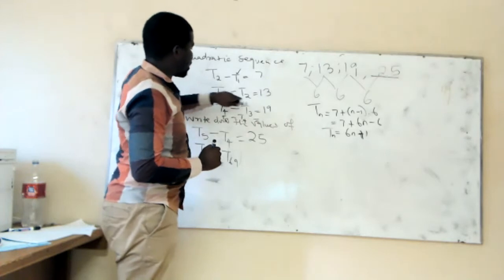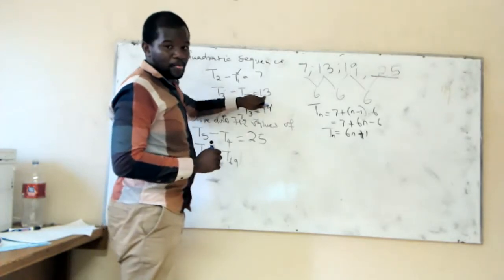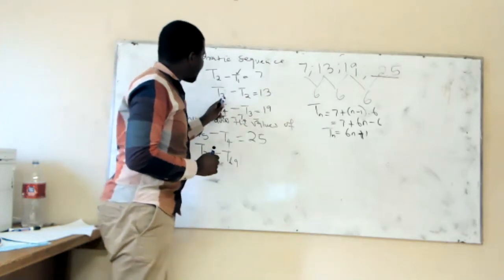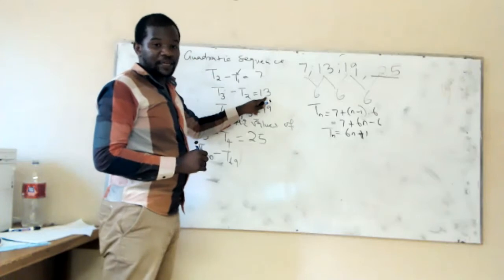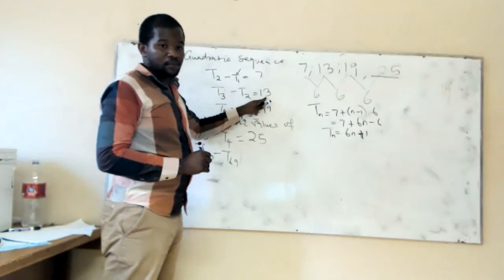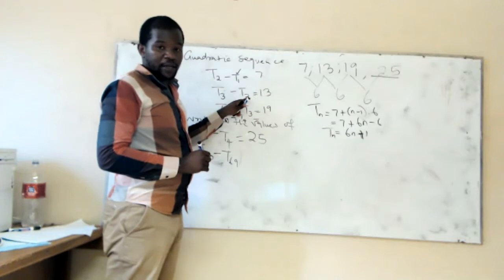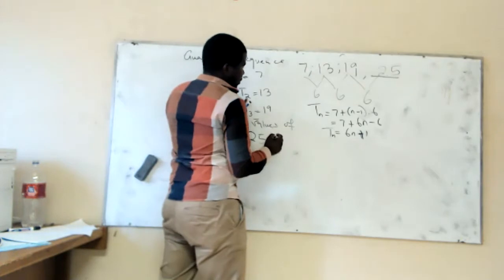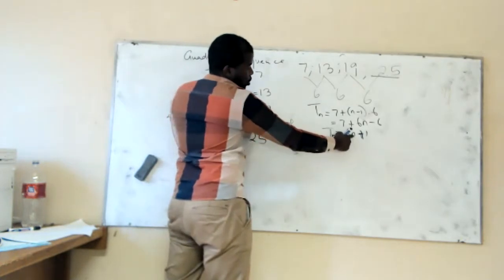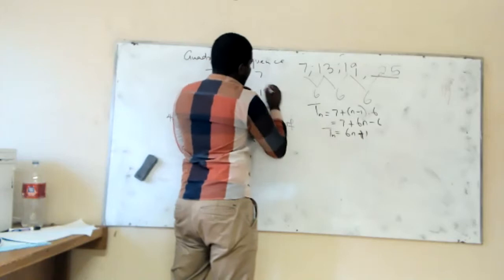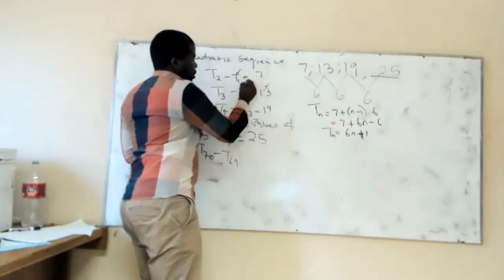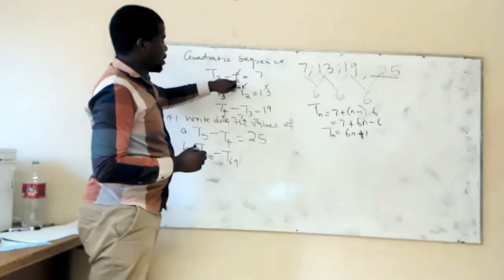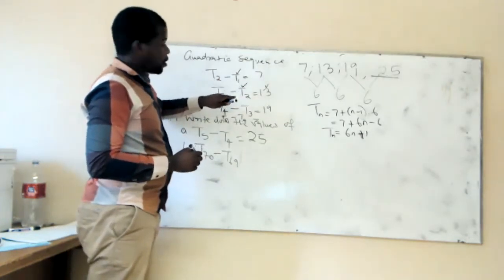Do we substitute a 3 or a 2 in order for us to get a 13? We substitute a 2, eh? So if we substitute a 2, we're going to get a 13, because 6 times 2 is 12, 12 plus 1. Eh? So therefore it is T1 and T2.